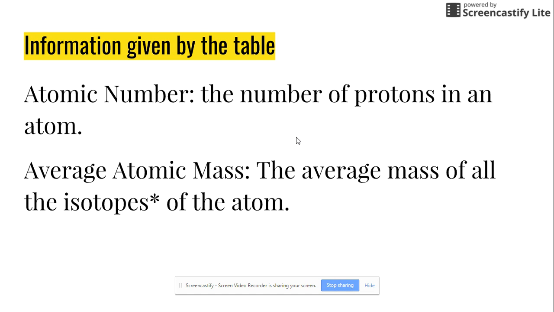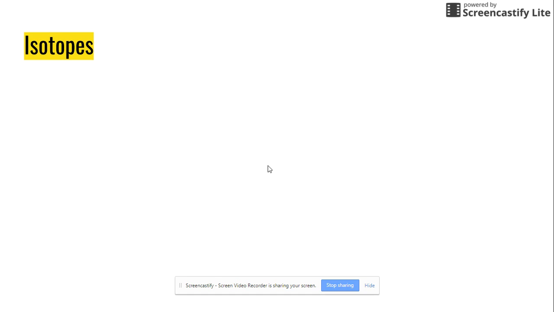So the atomic number is going to tell us how many protons are in an atom. So for example, if you look back at the sketch you just made, hydrogen's atomic number is 1, so it has 1 proton. The number at the very bottom of the box is called average atomic mass, which we'll talk about in a lot more detail in the next couple of days. But basically, it's the average mass of all the atom's isotopes. So what is an isotope?